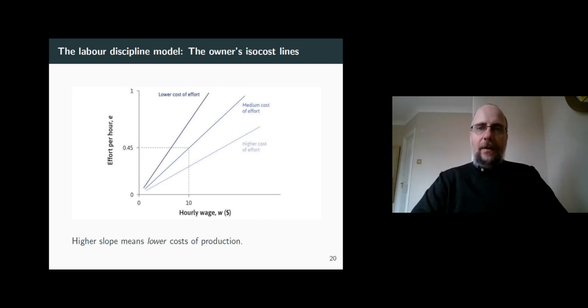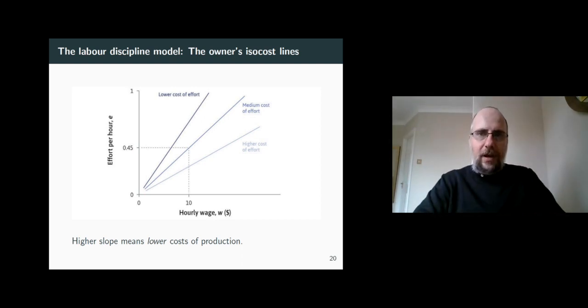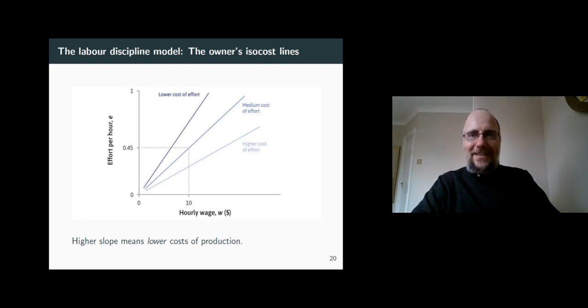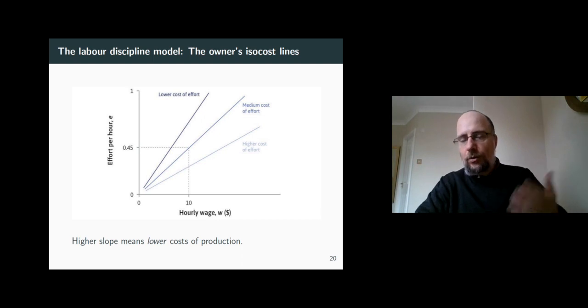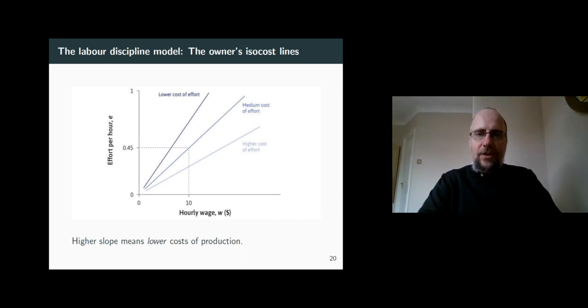On the other hand, effort isocosts to the left of our old isocost mean exactly the opposite. Each unit of effort is less expensive to extract from the worker for those effort isocosts sitting to the left of our original one. In other words, if the firm is able to get to the leftmost isocost line for effort, it saves money. And again, this is because for each dollar of compensation, the firm gets more effort from the worker.